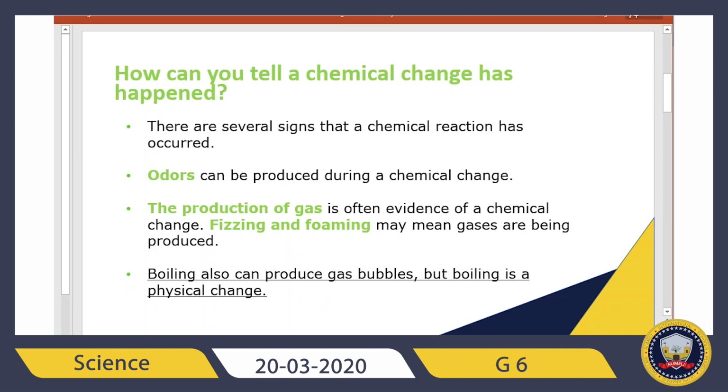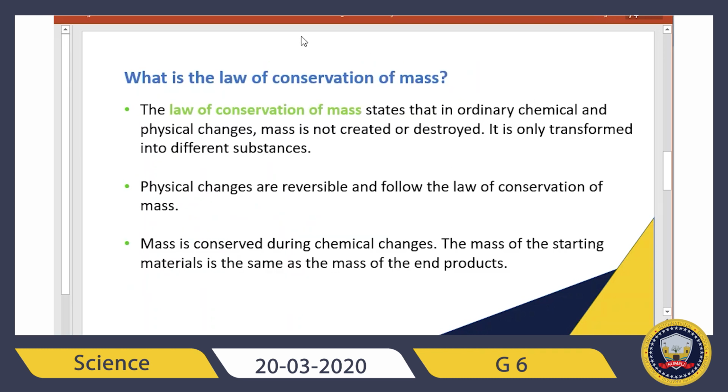So for the remainder of this lesson, we will focus on something called conservation of mass. So what is conservation of mass? It says that in ordinary chemical and physical changes, mass will not be created or destroyed. It will only transform into different substances. What does it mean? It means we can't change the mass of the substances as a result of physical or chemical change. The total mass of the substances at the beginning should be equal to the total mass of the end products. Even though it is a physical or chemical change, we should preserve the total mass from the beginning to the end.